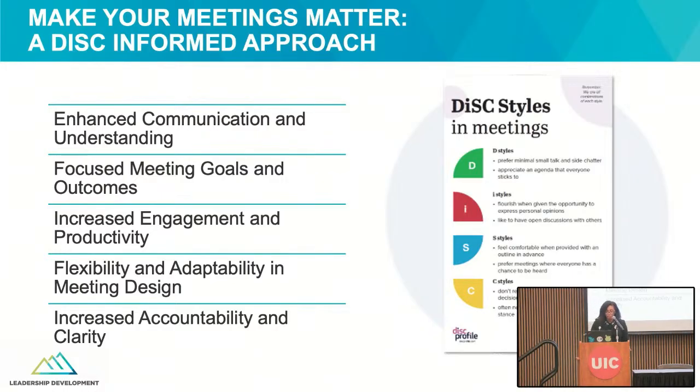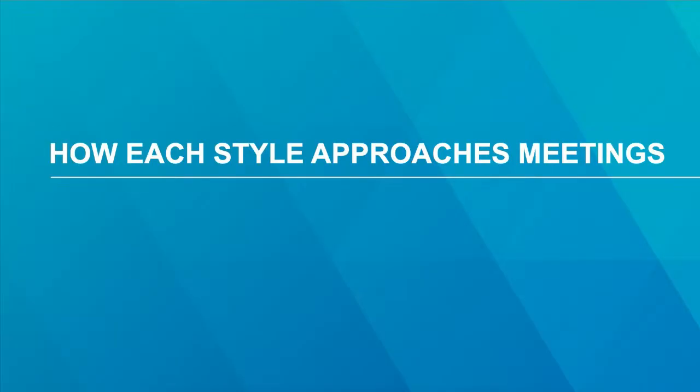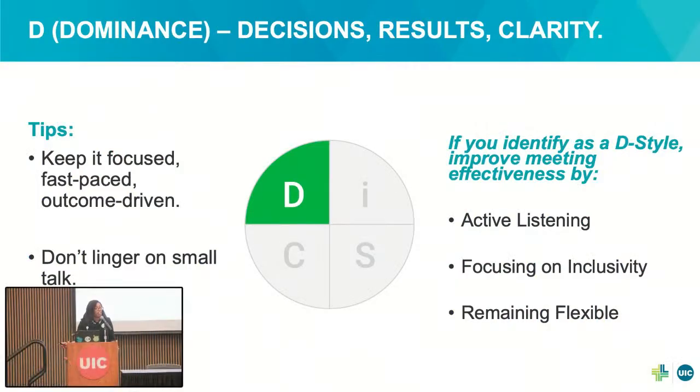Now, we do spend some time going into how each style approaches meetings, because that's really important, and it's a nice refresher to understand how each style is going to approach meetings moving forward. So we know that our Ds, our dominants, want you to keep it focused, keep it fast-paced, and keep it outcome-driven. What are the results? So not lingering too much on the small talk, but more about how we get to the end result of what needs to happen here.